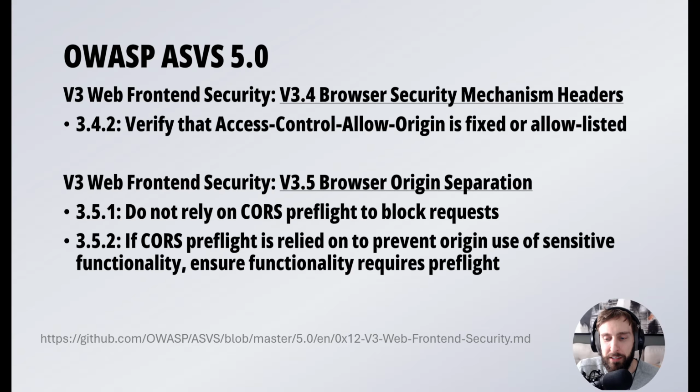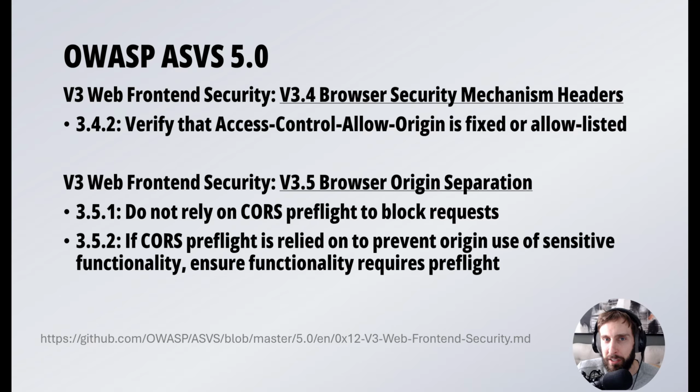It is worthwhile now to talk about the OWASP Application Security Verification Standard and the requirements that it dictates for applications and their implementation of CORS. So I'm going to discuss those now. These appear all in the same chapter, but across two different sections: 3.4 browser security mechanism headers and 3.5 browser origin separation. So the first one, 3.4.2, verify that Access-Control-Allow-Origin is fixed or allow listed.